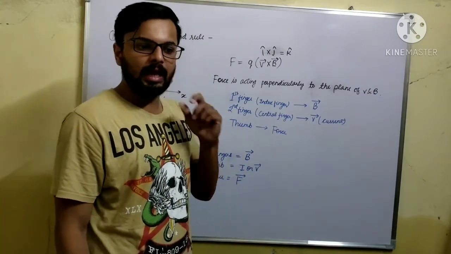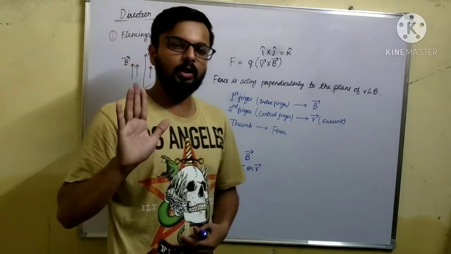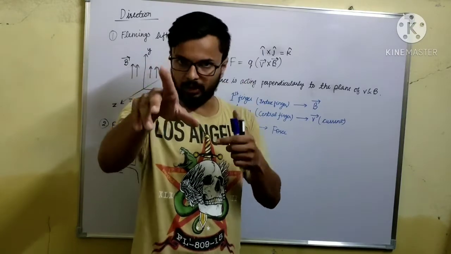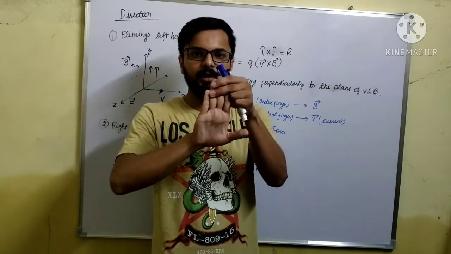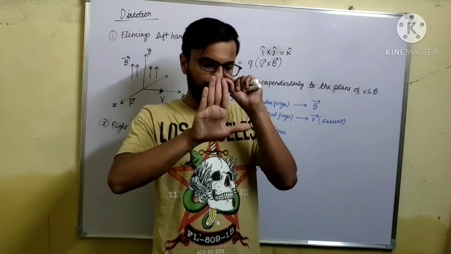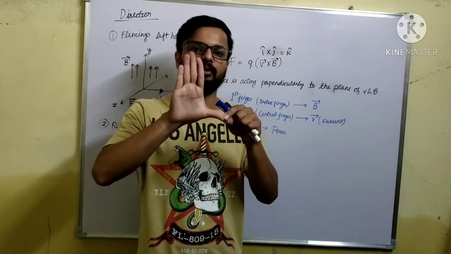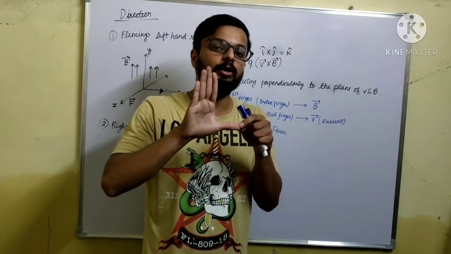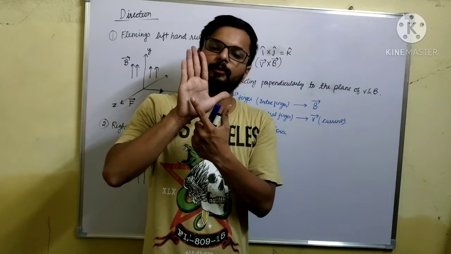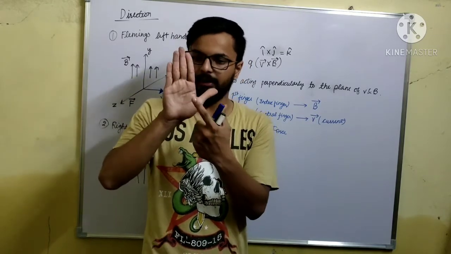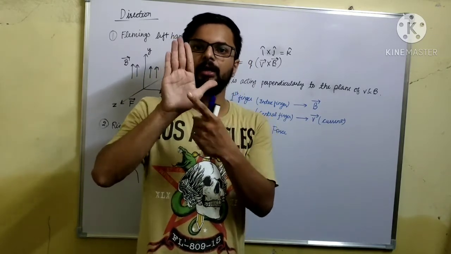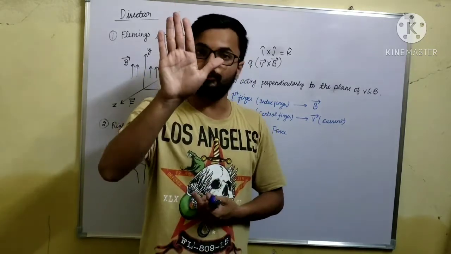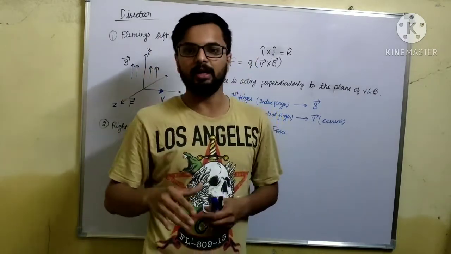Now the second rule is the right hand palm rule. What this rule states is that if these four fingers, you are the observer, I am pointing towards you, if these four fingers show the direction of magnetic field and this thumb shows the direction of current or the motion of charge, then the face which is towards your side, this opening face of the palm, will show the direction of force which is acting on this charge moving in a magnetic field.